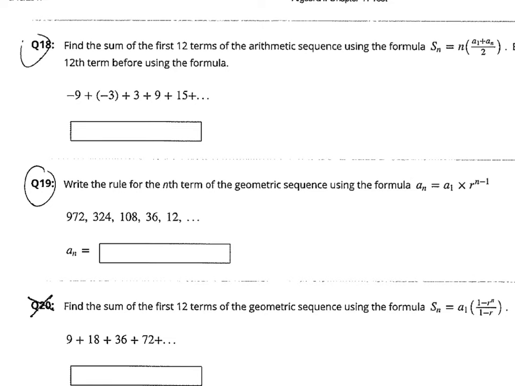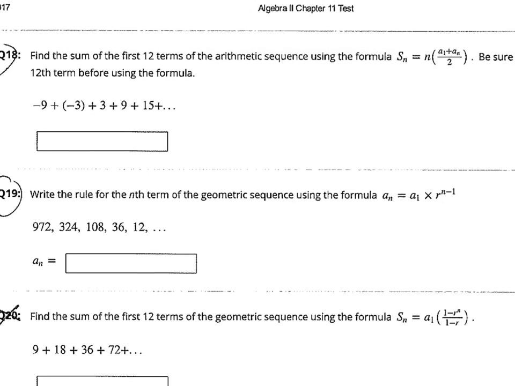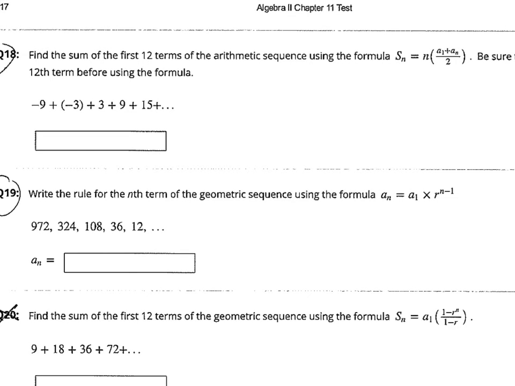Okay, number 18. Find the sum of the first 12 numbers in the arithmetic sequence. Right here is the formula that you need. And we also want you to be sure to find the 12th term. So you're going to plug 12 in here and here, using this set of numbers. Just plug in what you know.